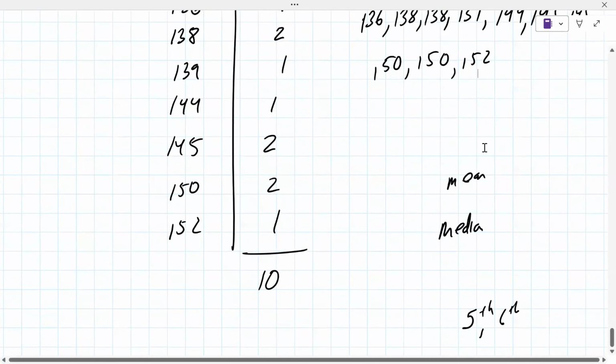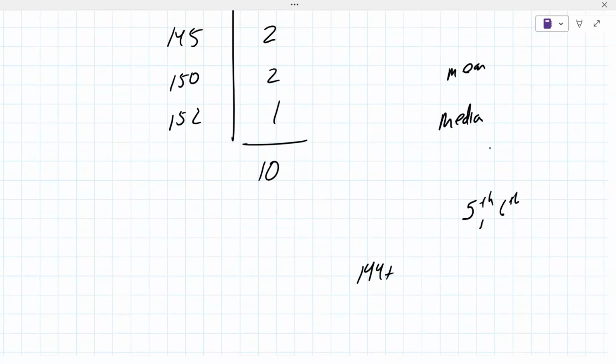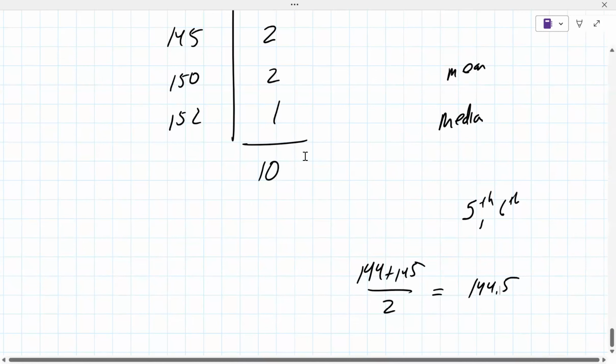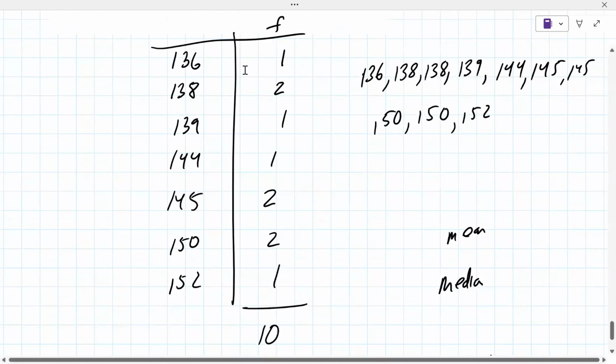144 plus 145 over 2. Sorry, I don't know why that wasn't going through my head. So that's 289 over 2, which would be, of course, 144.5, because I can do that mentally. And then the average, we don't have time for that, but you take the x and multiply it by the f, or because you've got them all listed out, maybe just add them all up and divide by the number of numbers. Divide by 10.